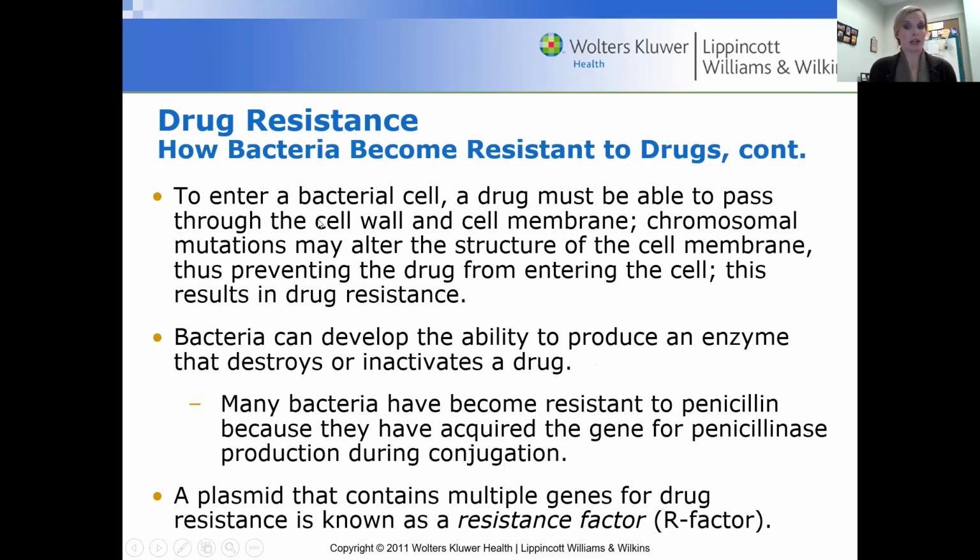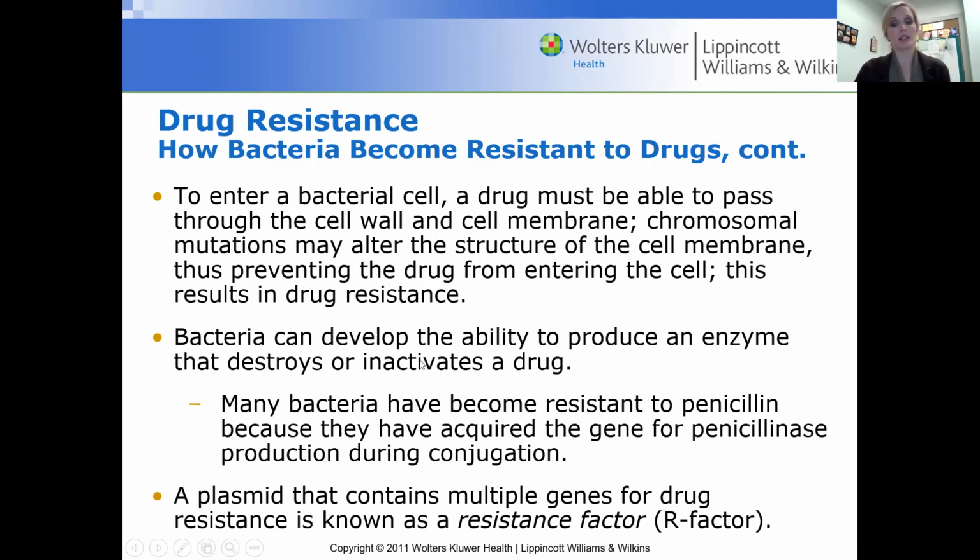To enter a bacterial cell, a drug must be able to cross the cell wall or cell membrane, otherwise it may not reach the site of action. So to enter that bacterial cell, it must pass through that cell wall and cell membrane. Sometimes the bacteria develops a mutation that alters the structure of that cell membrane, causing a kind of blockage for the drug. Therefore the drug cannot enter the cell, and that also leads to drug resistance.